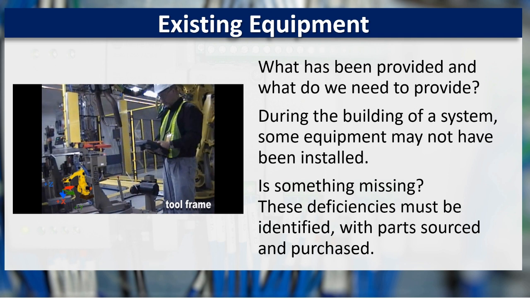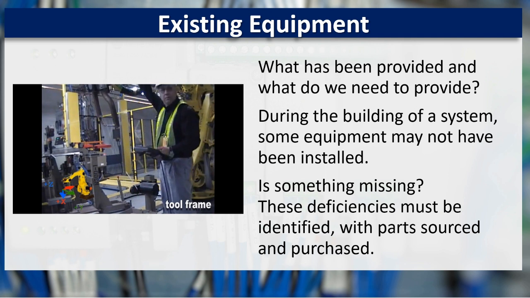What about the existing equipment? Are we tying into it? Is it brand new? What has been provided? What do we need to provide? During the building of a system, some equipment may not have been installed. Is something missing? These deficiencies must be identified with parts sourced and purchased.